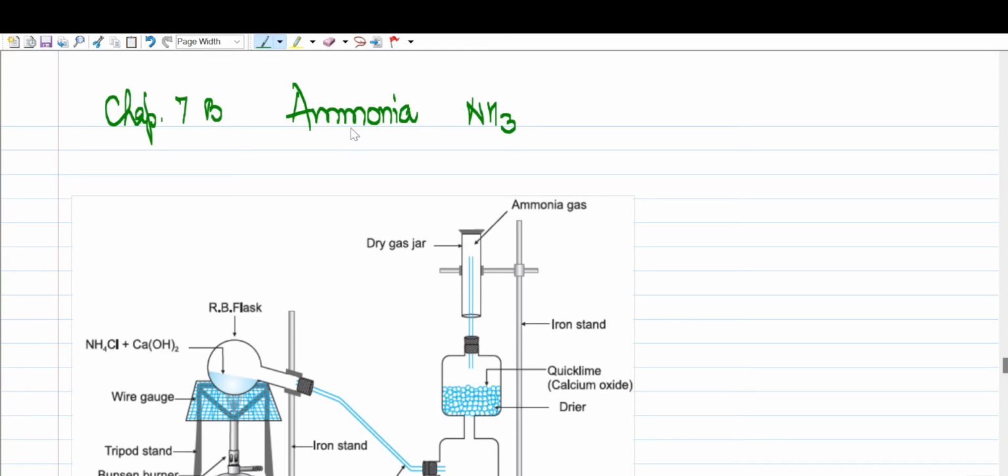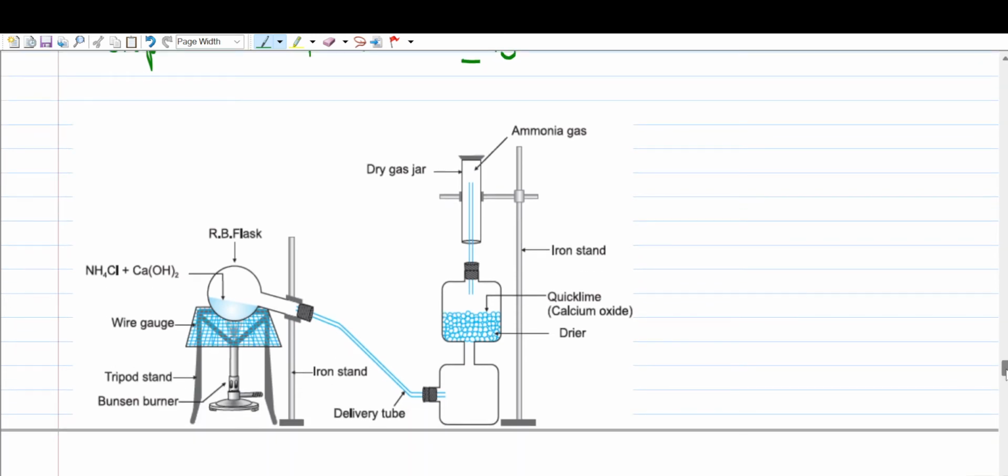Hello students, we are going to take up the revision of ammonia gas. The formula for ammonia is NH3. Now in our course we have the lab preparation. So first let's take up the diagram. In this diagram we have taken the lab preparation of ammonia gas from the compound ammonium chloride and calcium hydroxide.